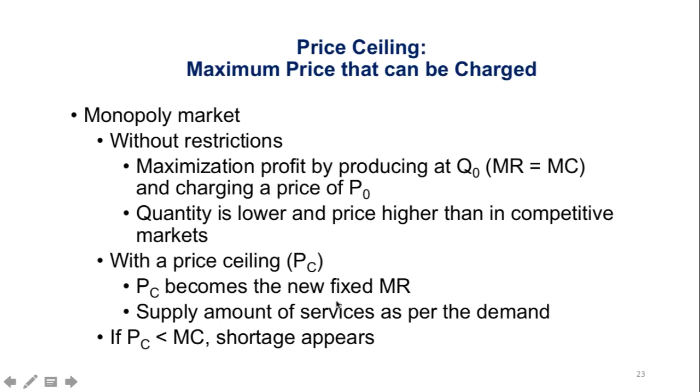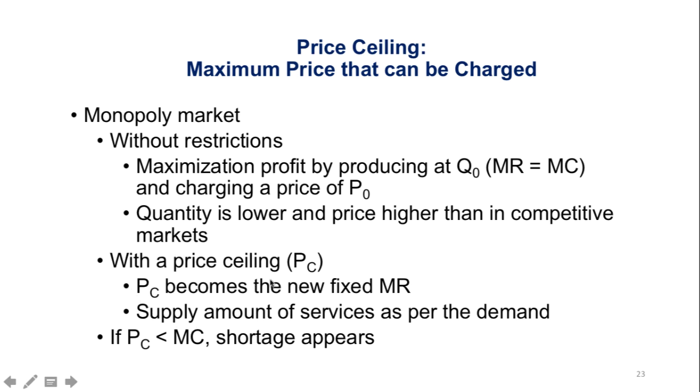Now the price ceiling is the maximum price that can be charged in the monopoly market without the restriction. Remember, the monopoly sets the quantity lower than the perfectly competitive market. It maximizes profit by producing at the quantity where marginal revenue is equal to marginal cost, at the price of P0. So the quantity is lower in the monopoly and the price higher than the competitive market.